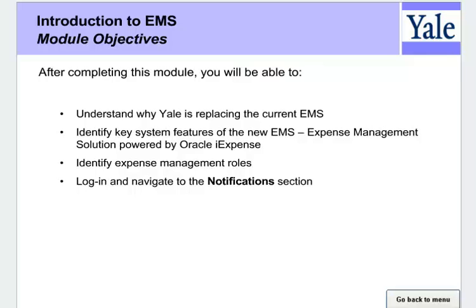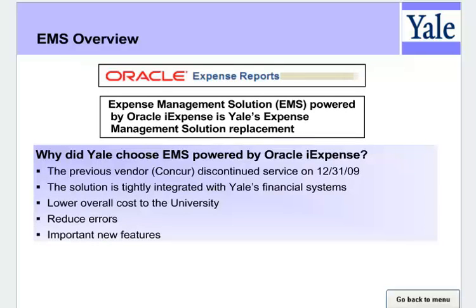Let's begin this first module by getting you more familiar with the application. Our goal is to identify the key features and roles in EMS. The previous EMS, Concur, is no longer available for use. The new EMS is a web-based Oracle application that's used to enter, process, and approve faculty, staff, and student employee expense reports. EMS is integrated with Yale's financial system and lowers the overall cost to the university.